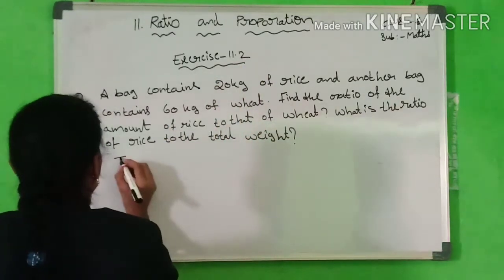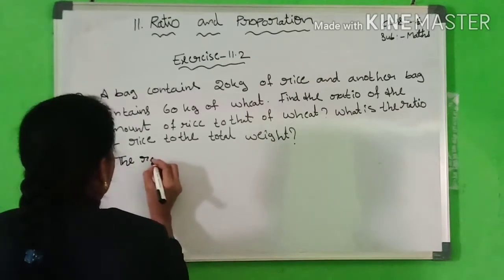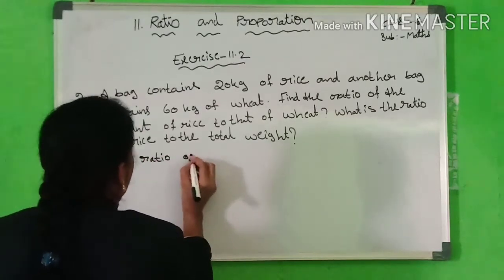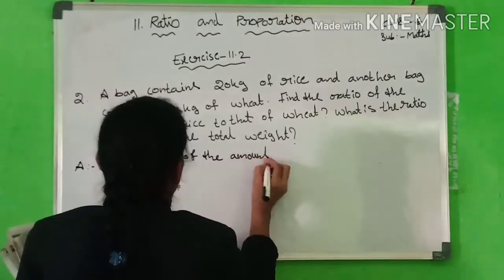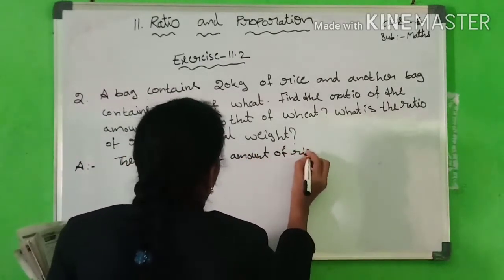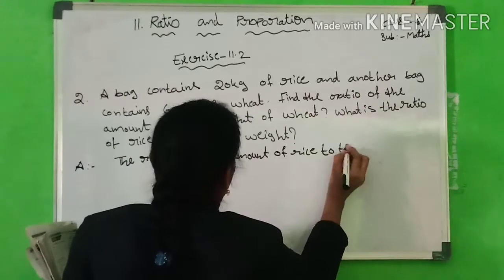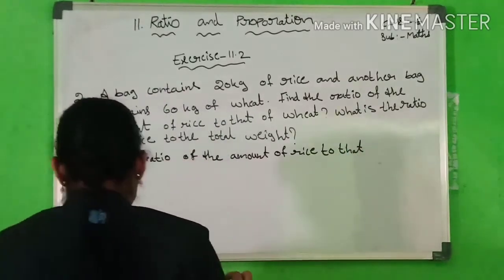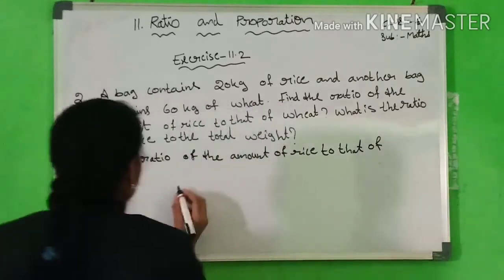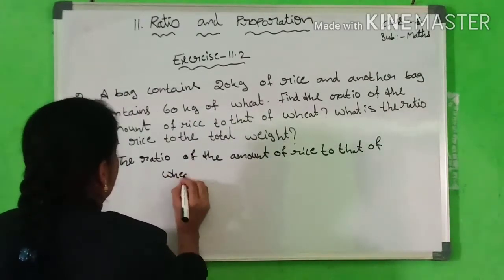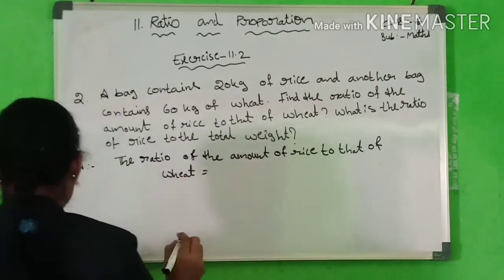The ratio of the amount of rice to that of wheat. Rice to that of wheat.